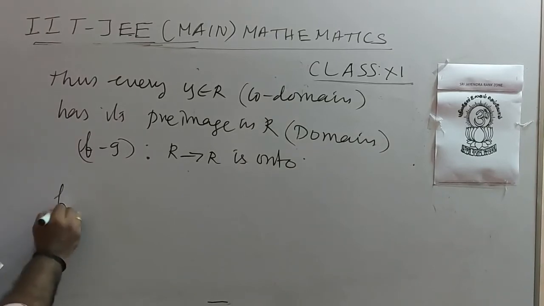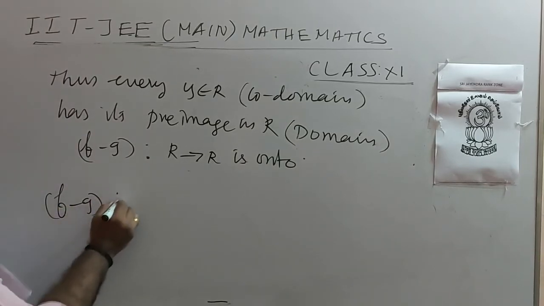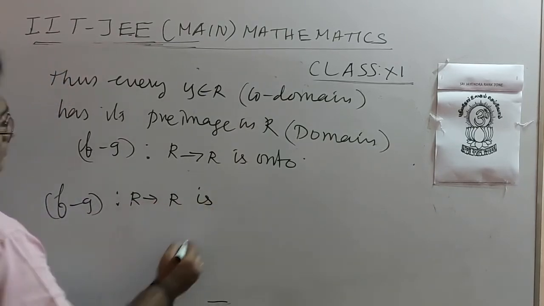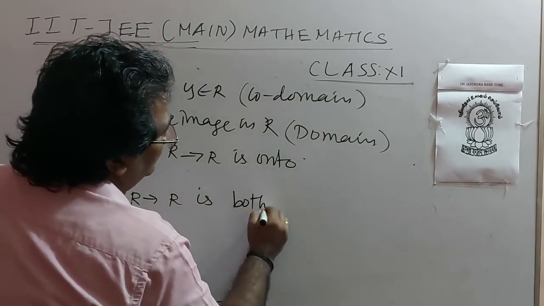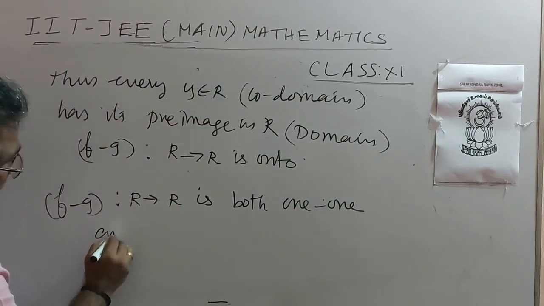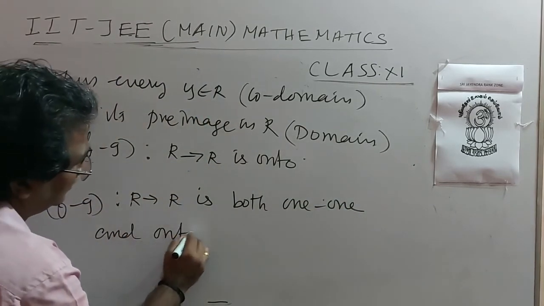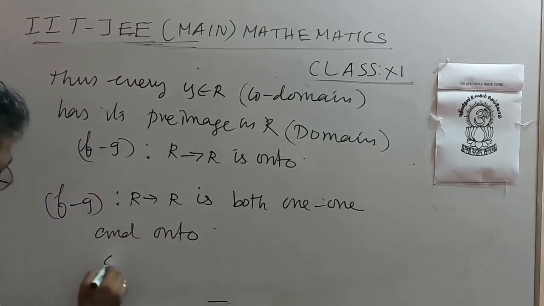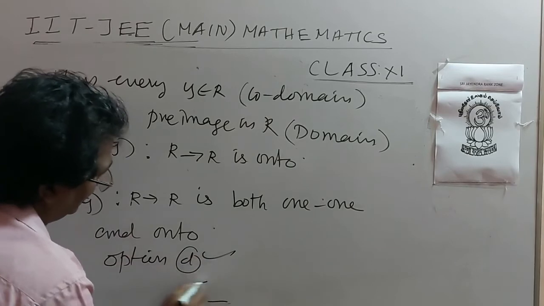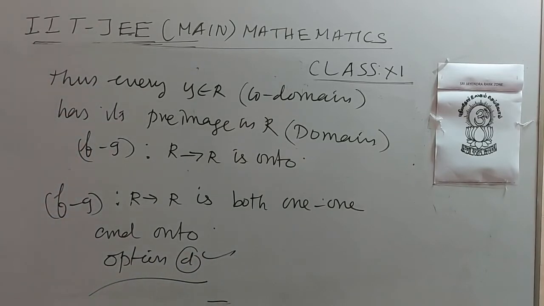Therefore, f minus g from R to R is both 1 1 and onto. So option D is correct.